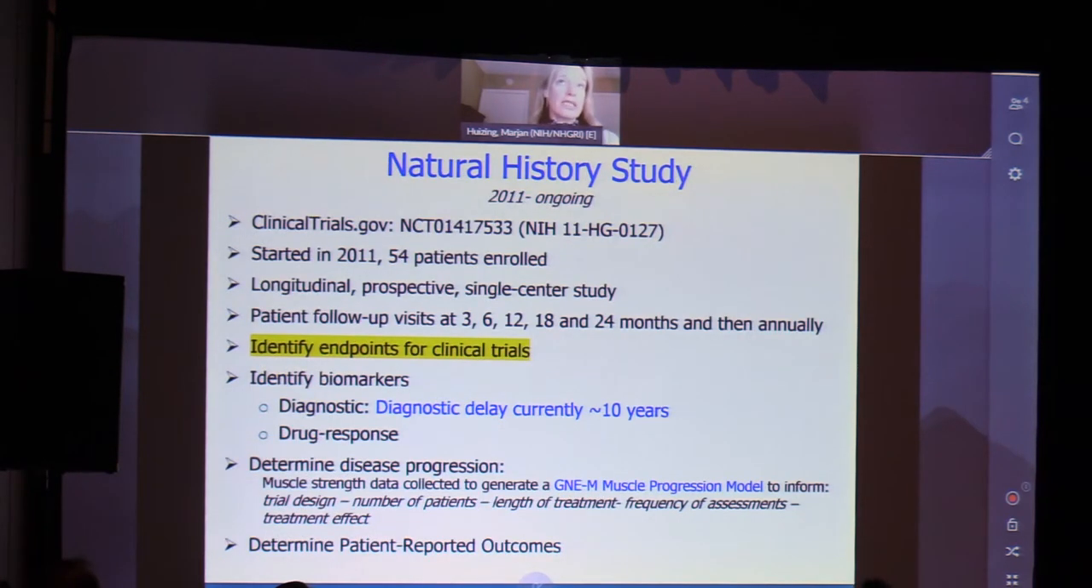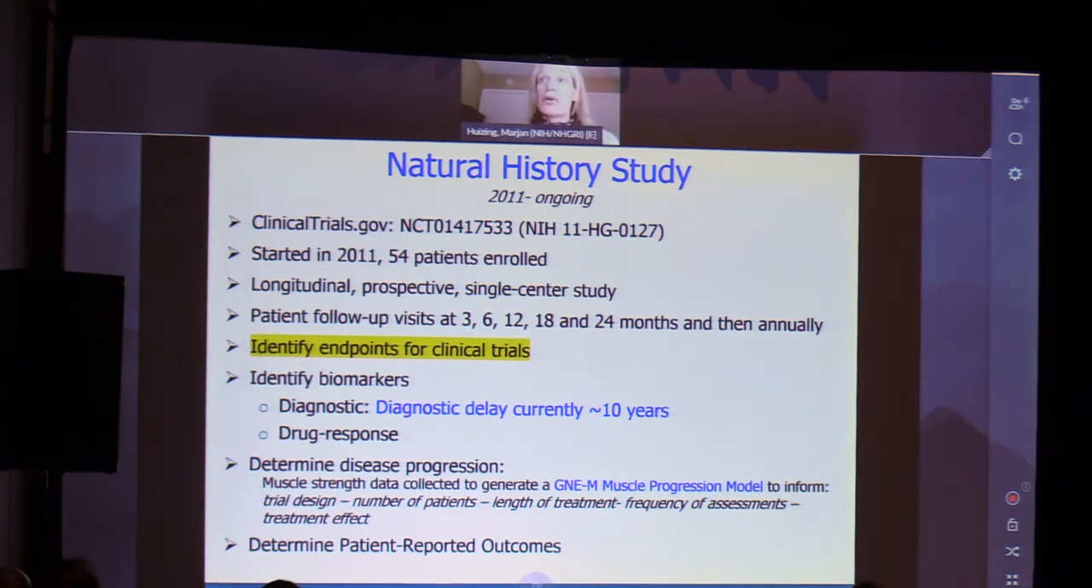The natural history study currently has 54 patients enrolled. It is a longitudinal, prospective, single-center study. All patients are seen in person at NIH, with an initial visit followed by visits at 3 months, 6 months, 12 months, 18 and 24 months, and annually thereafter. For each patient, we have a whole battery of clinical and functional tests. And the main reason for this natural history study was to identify clinical trial endpoints.